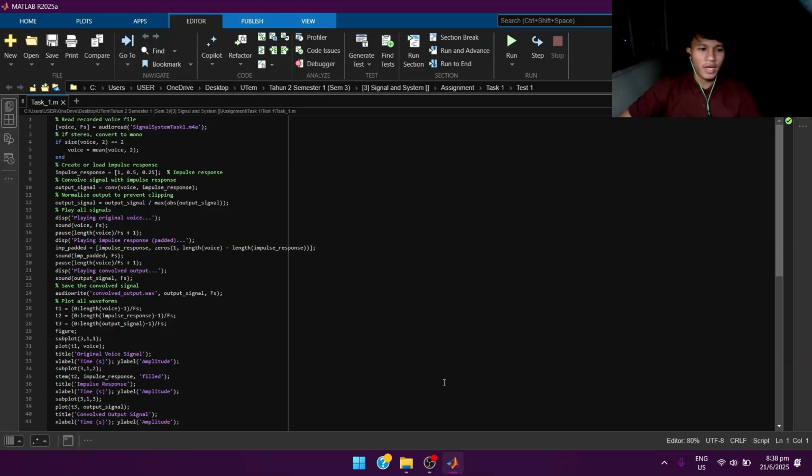So step 4, I play back all three audio signals, which are the original voice, the impulse response, and the convolved output, using the sound function. So step 5, here I plotted all three signals using the MATLAB subplot function. So let me explain the result visually after I run this MATLAB code.